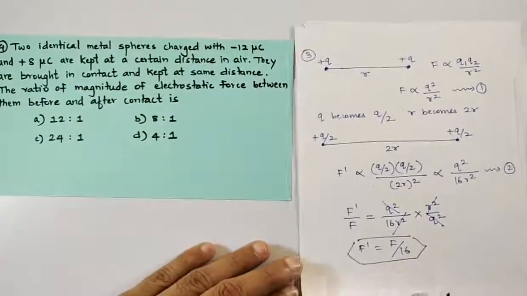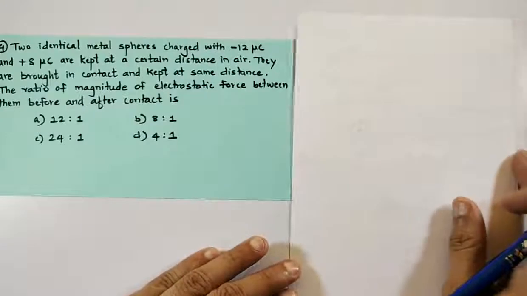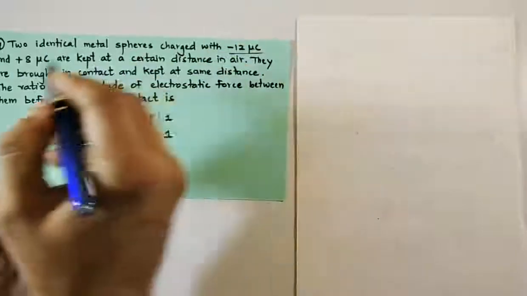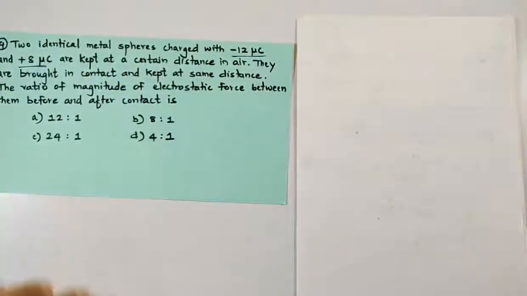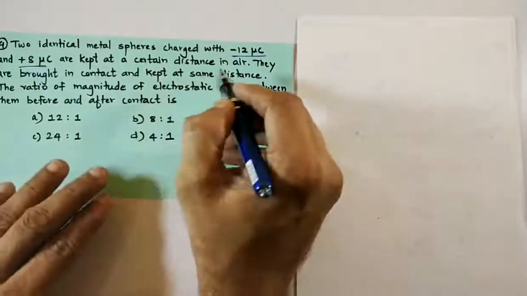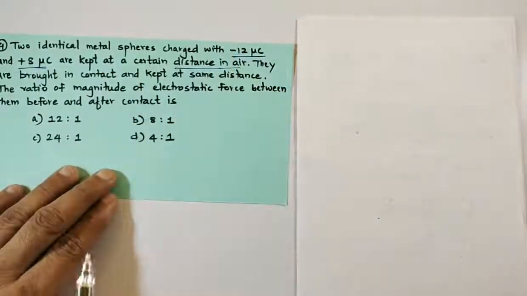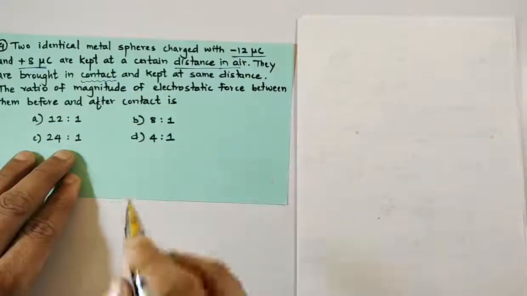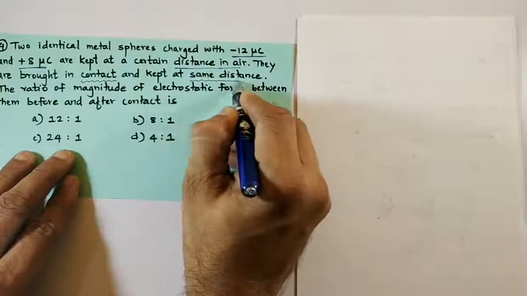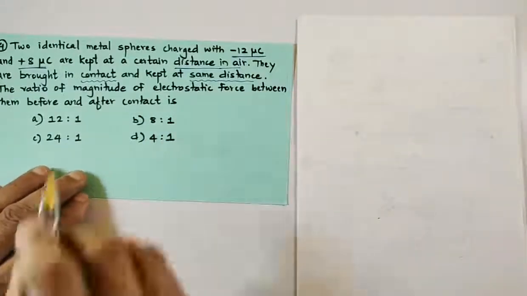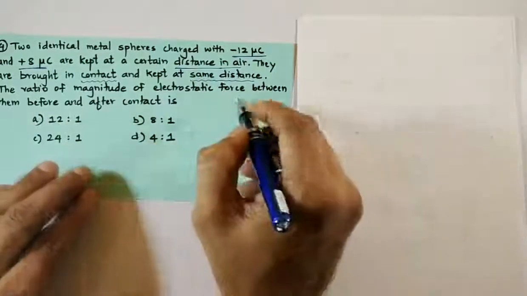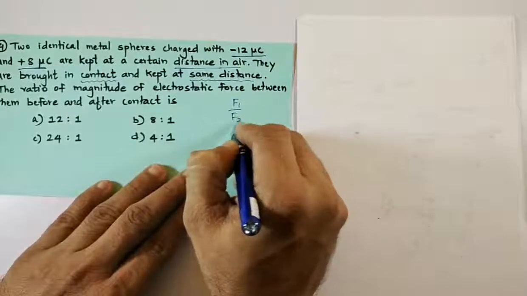Similarly, if I take the fourth one, there are two identical metal spheres charged with minus 12 microcoulomb and plus 8 microcoulomb, kept at a certain distance in air. They are brought in contact, and then kept at the same distance. The ratio of magnitude of electrostatic force between them before and after contact, means you are required to find F1 by F2.